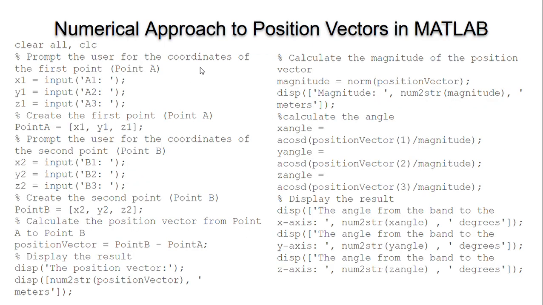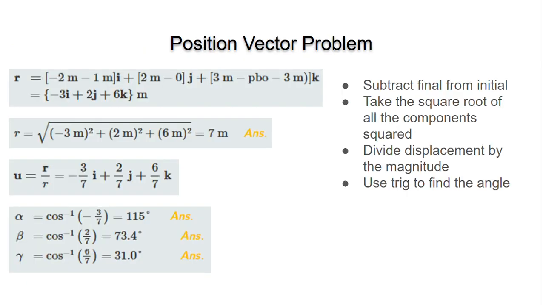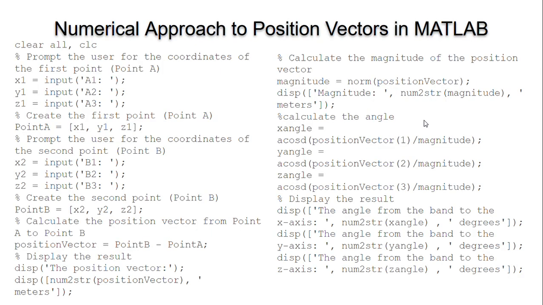So the numerical approach in MATLAB gets a little fuzzier because there's a lot of things we're going to do, but it works very similar to the cross product where we take x1, y1, z1 and input those. Then we create an array. Then we create x2, y2, z2, and we create an array. And then all we have to do is subtract the two arrays, and we get the position vector, which gives us our Cartesian form array of the position vector. So that's -3, 2, and 6. So keep an eye on that.